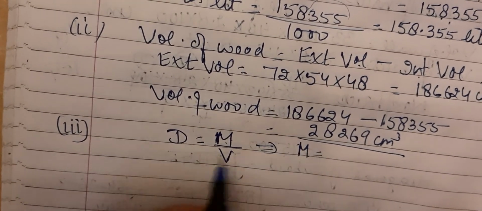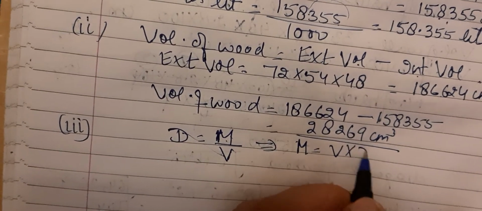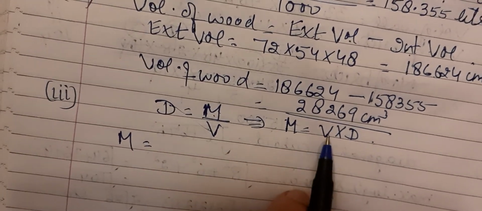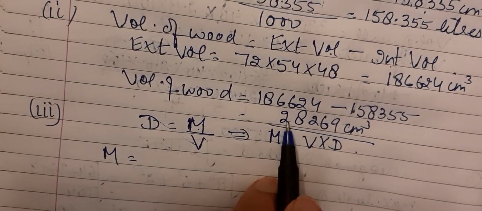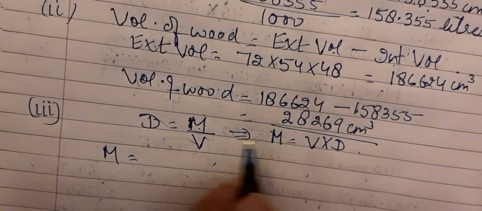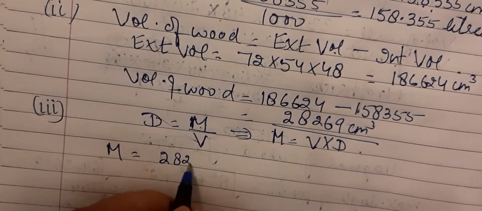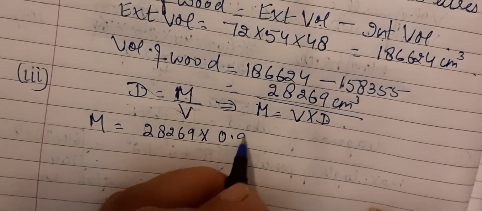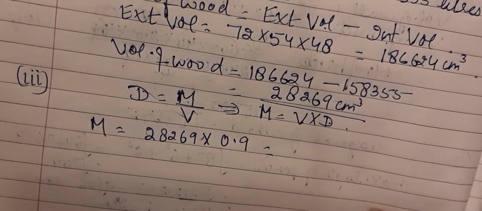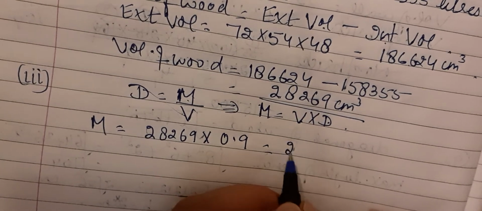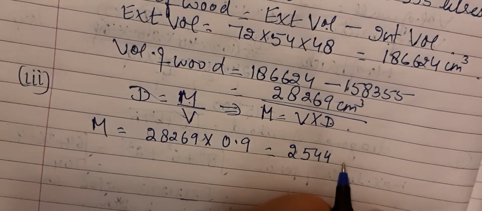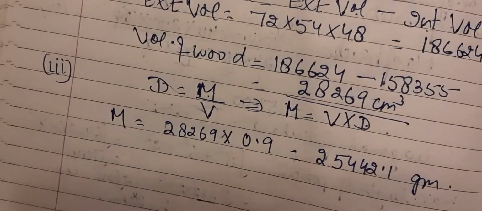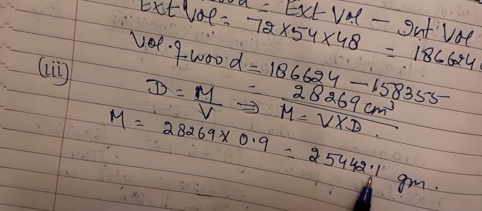So from here, what will be the formula for the mass? Volume will go to the other side, and it will become volume into density. So in order to find the mass, mass is equal to volume, that is the volume of the wood, 28269, multiply the density which is given in the question as 0.9. And when you multiply them, you will get 25442.1 gram. Means 25,442.1 gram.